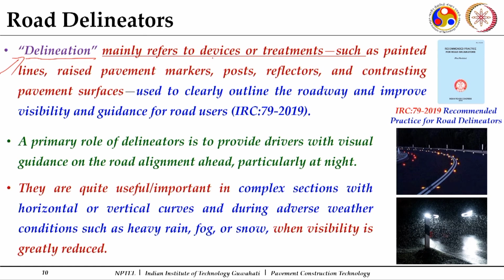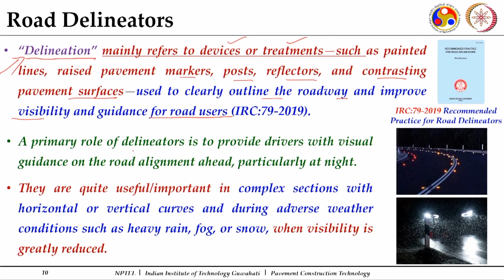So, delineation mainly refers to devices or treatments such as painted lines, raised pavement markers, posts, reflectors and contrasting pavement surfaces. These help us to improve visibility, clearly outline the roadway and improve visibility and guidance for the road users. So, when the delineation is enhanced, it automatically enhances the visibility as well as the safety of the road user.